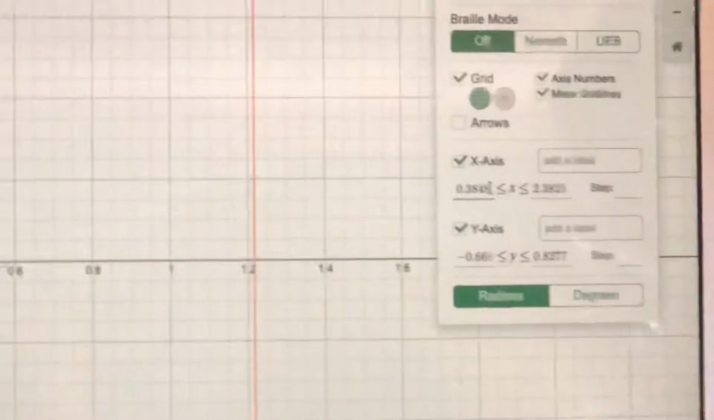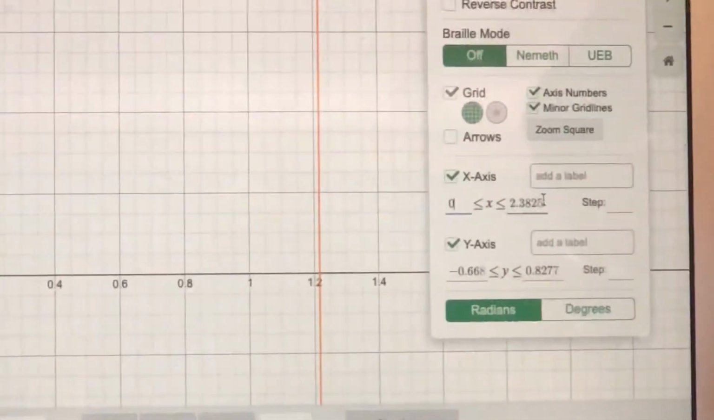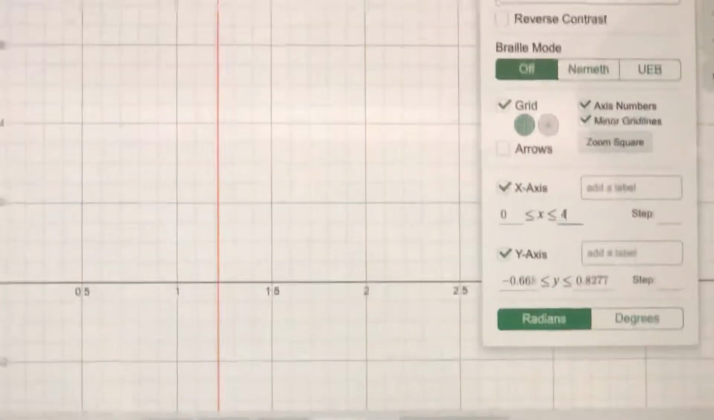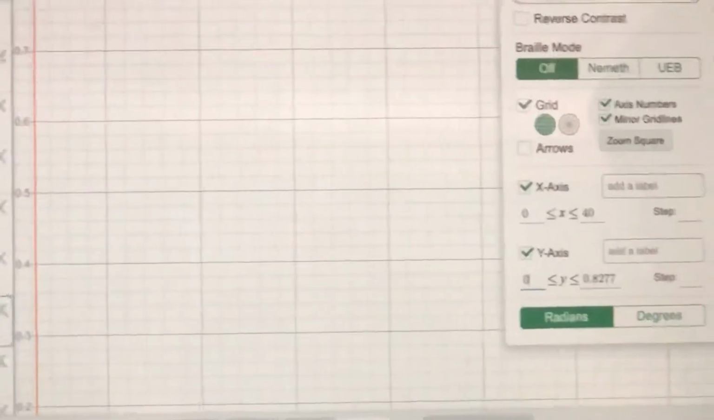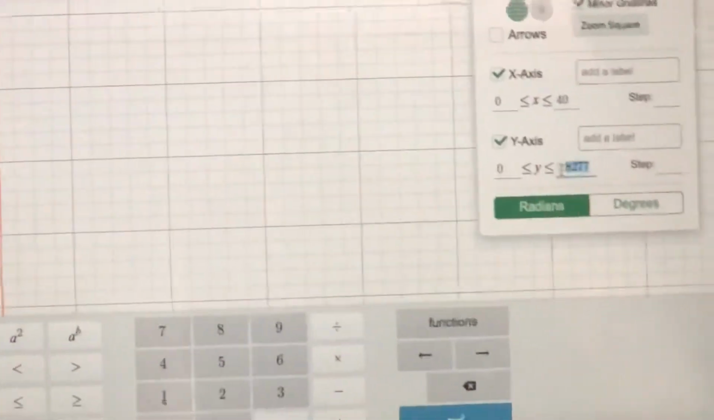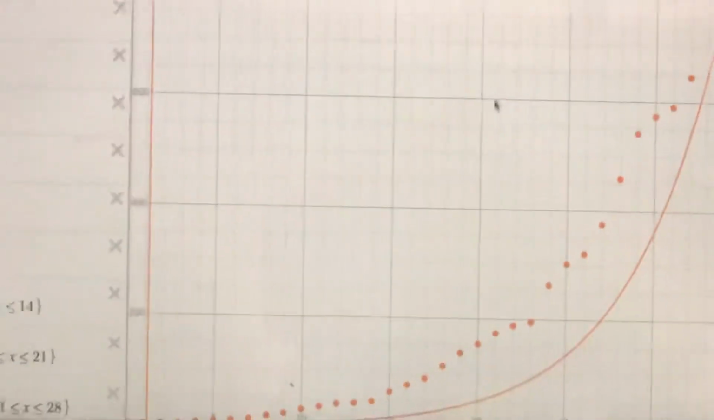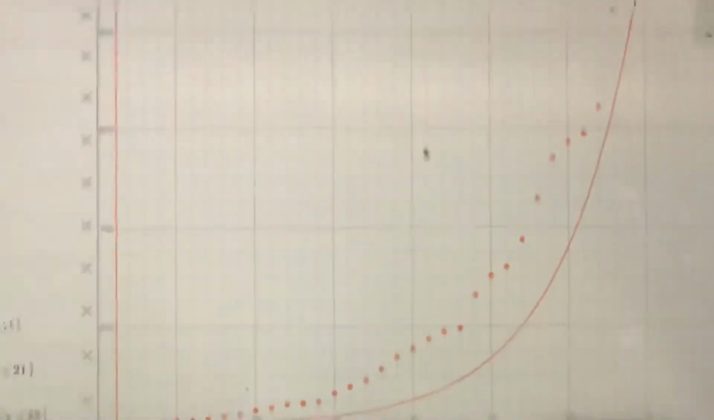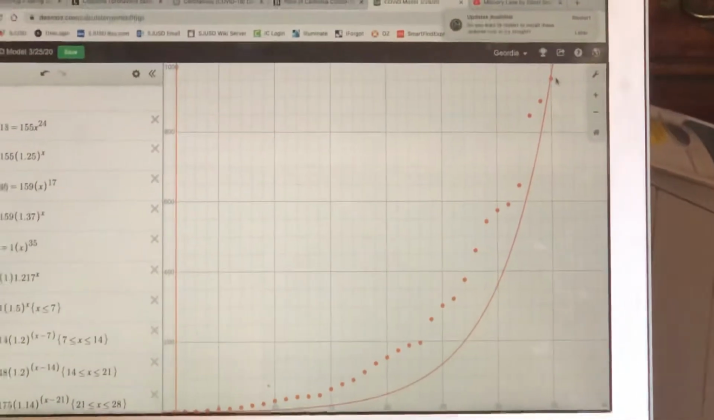Again, we're going from day 0 to, let's say, day 40. So we do a little projection. And our y-axis will go from 0 cases up to 1,000 cases. And at first look, yeah, it does fit pretty well. It fits at the beginning, and importantly, it fits at the end.